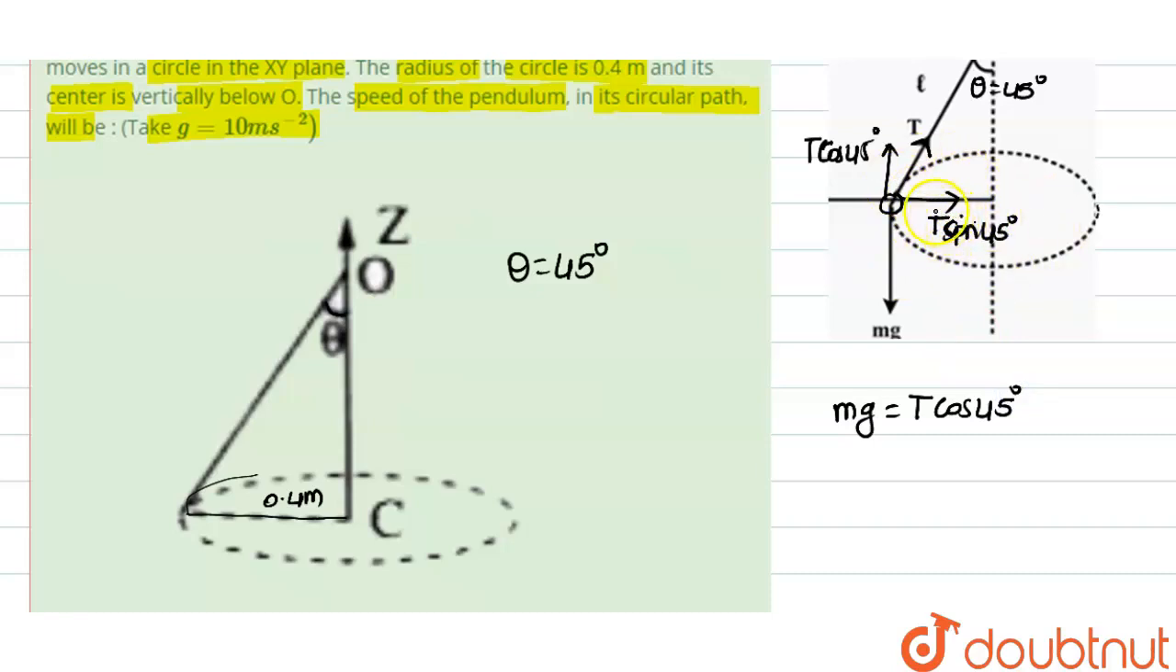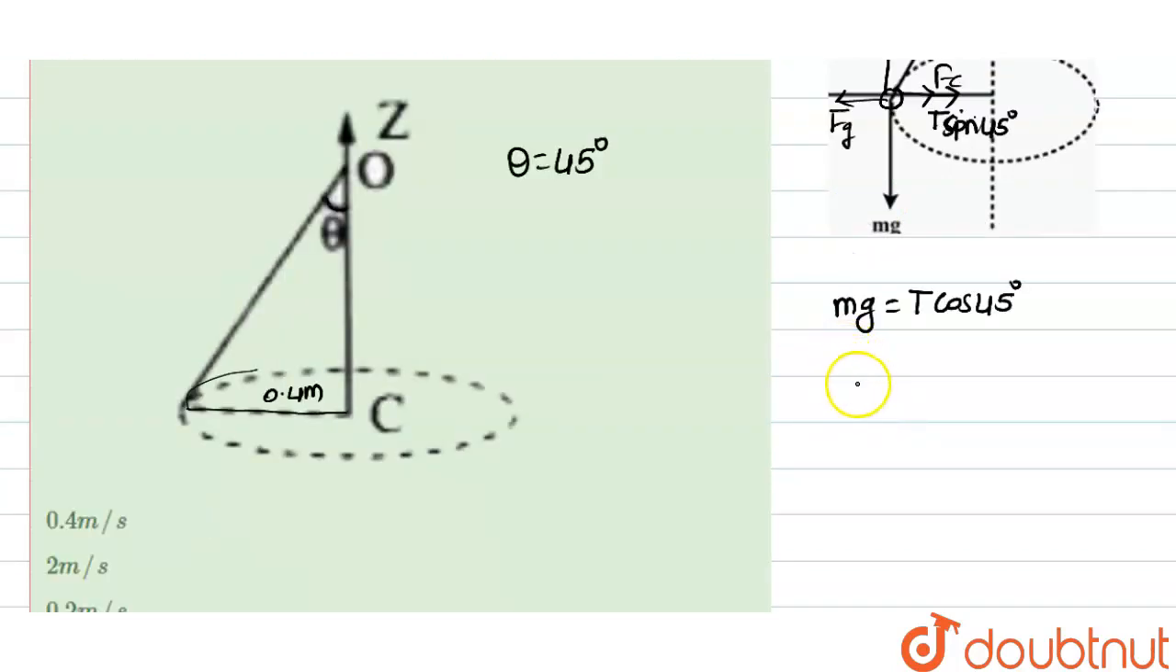So if there is circular motion, there will be a centripetal force acting on this pendulum. This centripetal force has the magnitude mv squared divided by r, which will be equal to T sin 45 degrees according to Newton's second law of motion. Now we can assign these equations numbers 1 and 2.